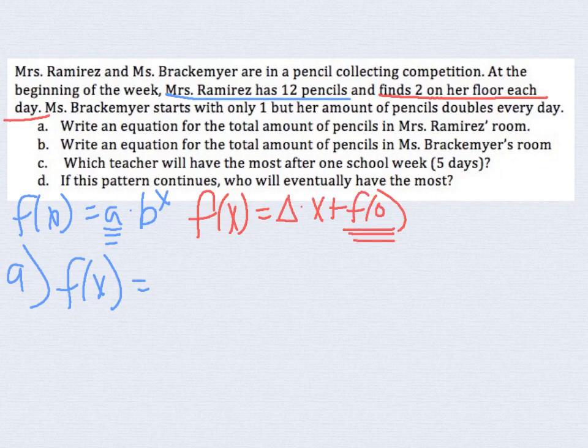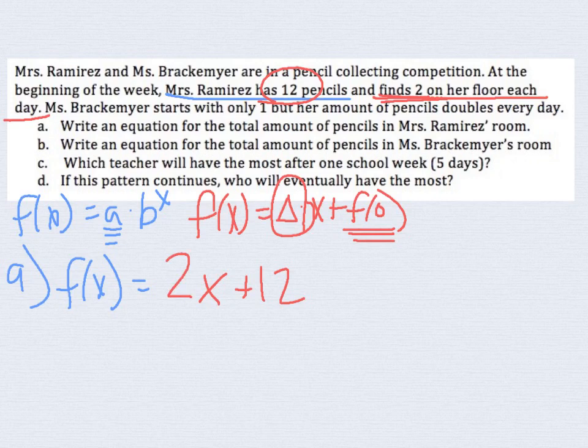My starting value this time is going to be 12, like we said, so the plus 12 is going to go at the end. And the change, which we said was a plus 2, so we're going to have a 2 here for my delta. So Mrs. Ramirez's equation is linear: f of x equals 2x plus 12.